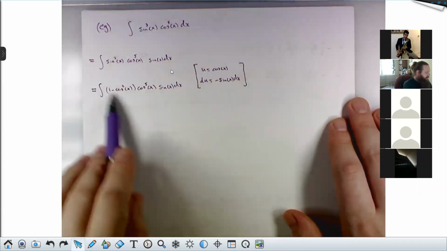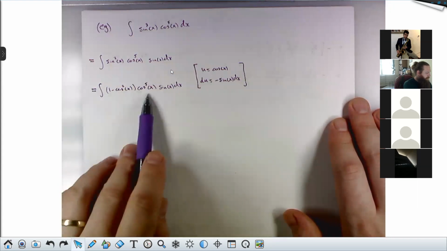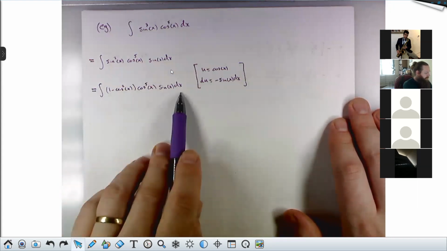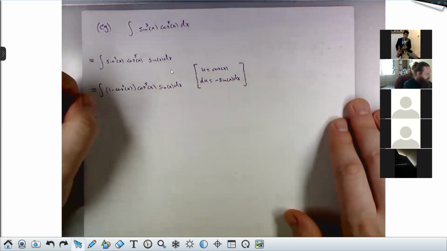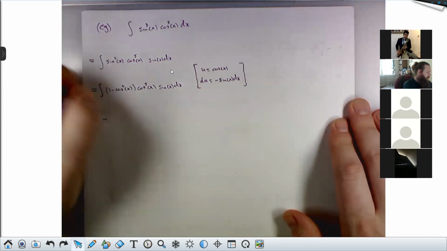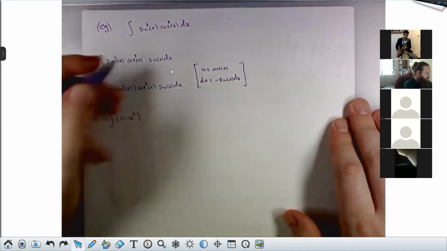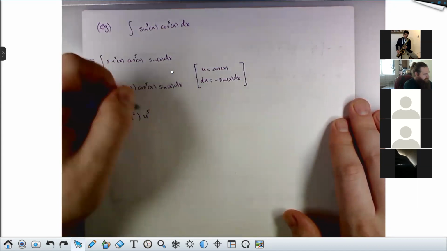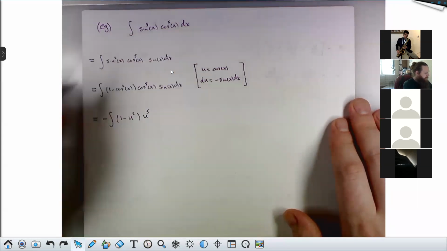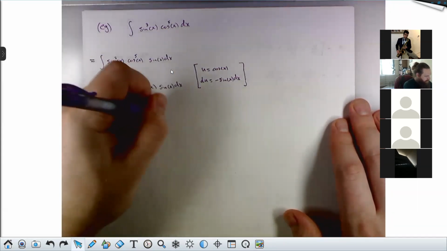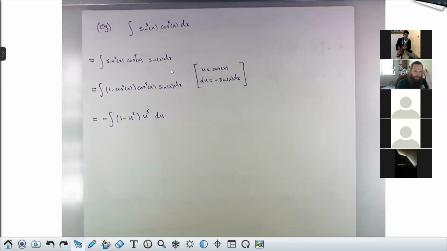So if u is cos x, this will be 1 minus u squared. This will be u to the 5. And sine x dx is going to be negative du. So I can pop the negative all the way out. And then here I have 1 minus u squared, cos to the 5 is u to the 5, and sine x dx is negative du. See how clean that is?